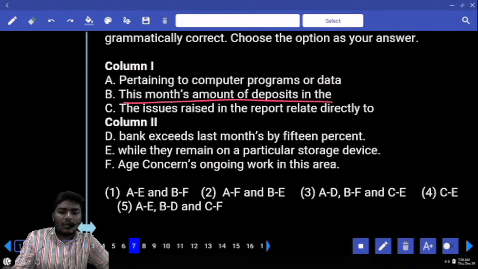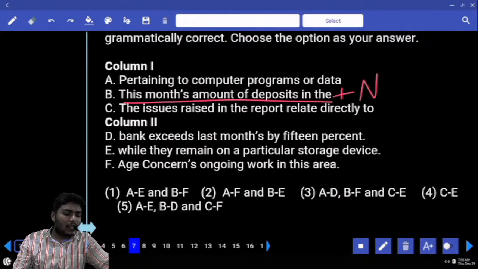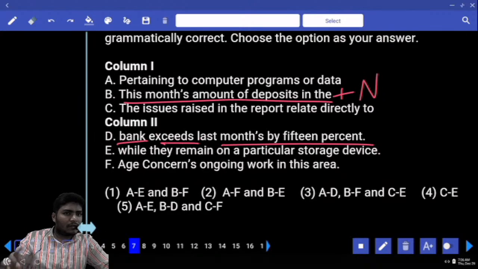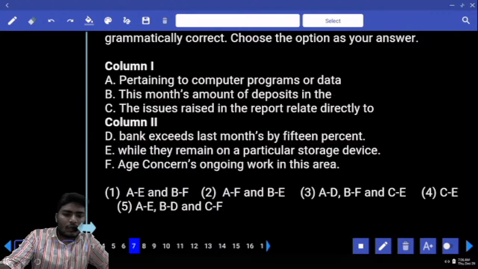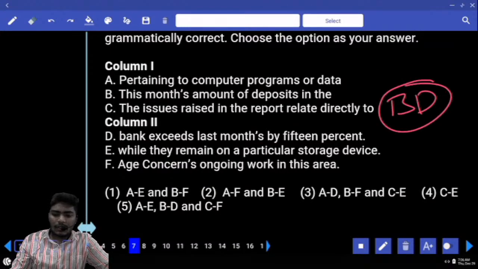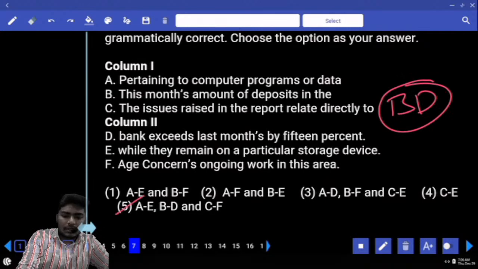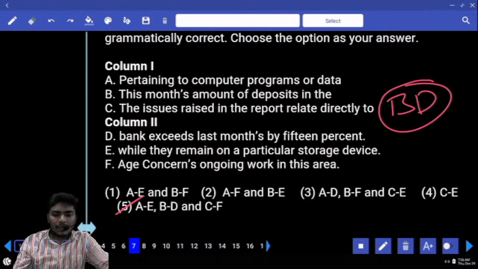This month's amount of deposits in the, after the what do we need here? Noun is needed. In the bank exceeds last month's by 15%. So we are speaking about 2 sets of deposits here, 2 months deposits. So we can absolutely go with the pair of BD. So where is this BD? Can you tell me? How many options are there? Only fifth one. That must be your answer.